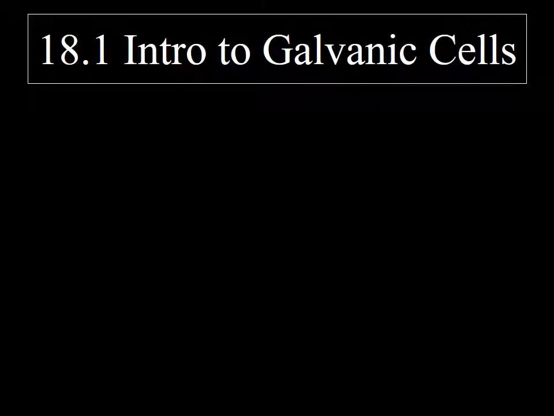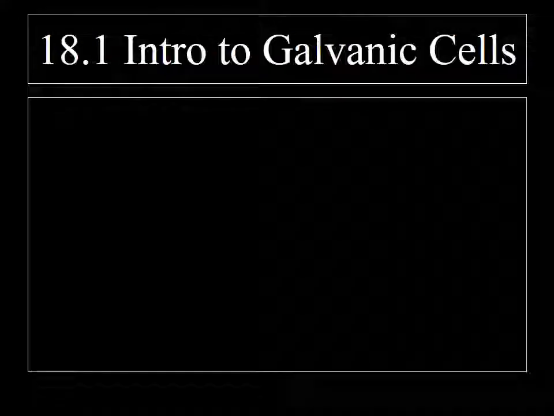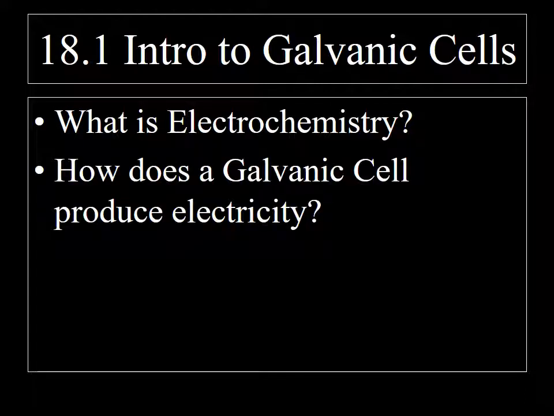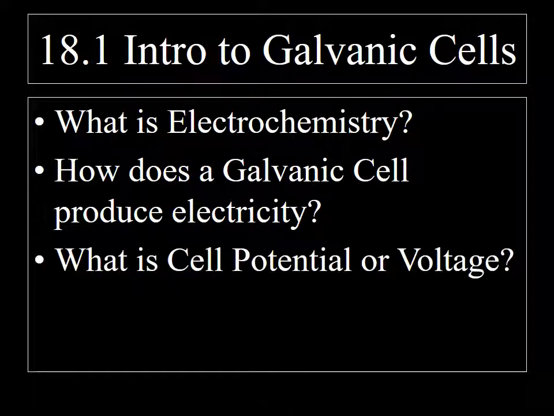Okay, this is the start of chapter 18. This is 18.1, Introduction to Galvanic Cells. First thing we need to do is just explain what is electrochemistry. So chapter 18 is electrochemistry, so we'll define that. Then talk about how does a galvanic cell produce electricity?